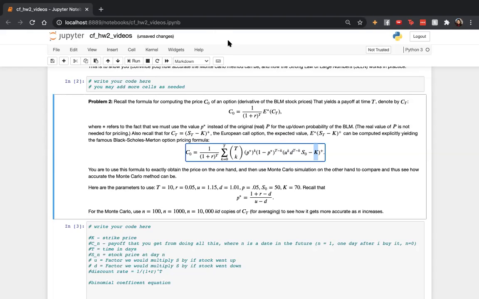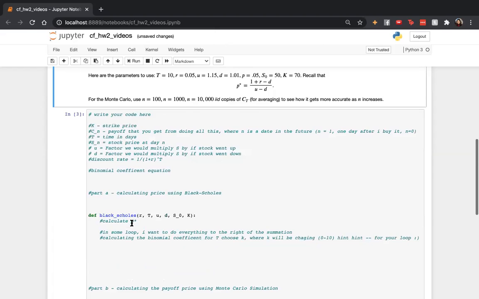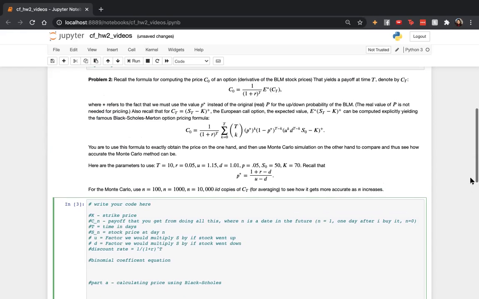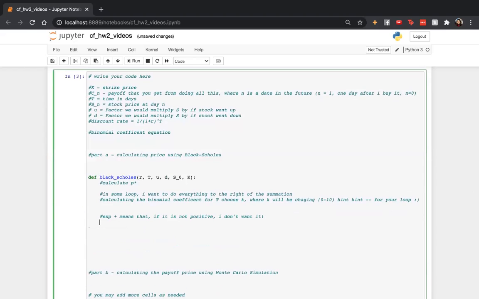That basically means that if I am not going to get money off of this option, I don't want to sell it. So this exponent plus sign means that if it is not positive, I don't want it. So what that means is that if the number that this part gives you is not positive, we are just going to assume that it is 0.